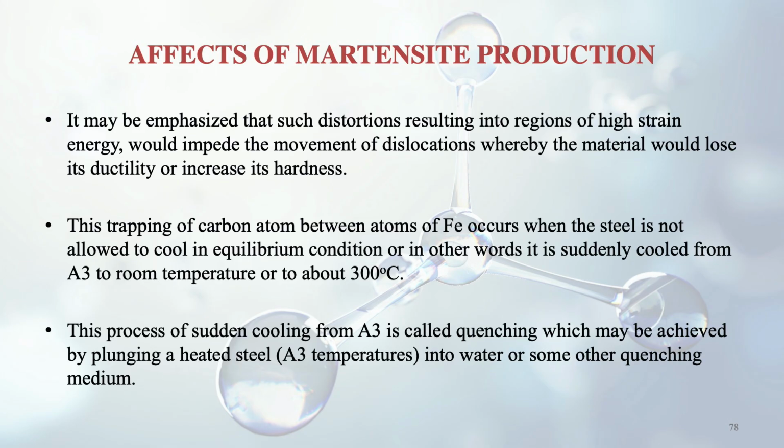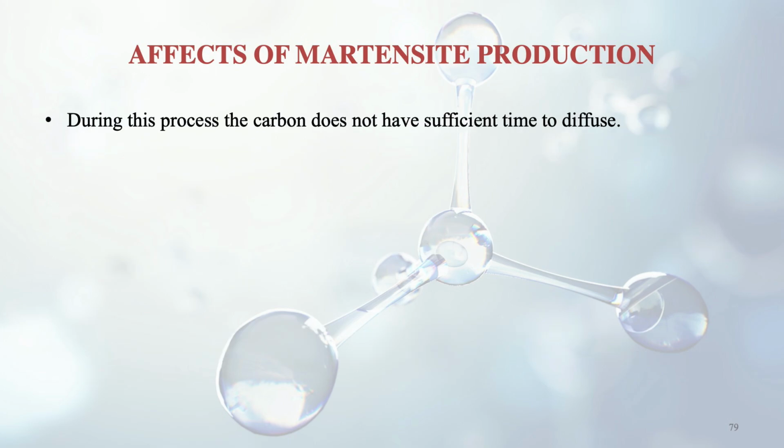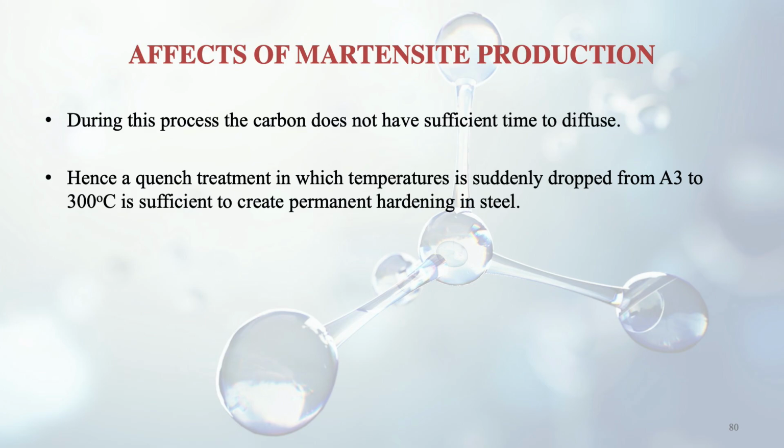This process of sudden cooling from A3 is called quenching, which may be achieved by plunging a heated steel at A3 temperature into water or some other quenching medium. During this process, the carbon does not have sufficient time to diffuse. Hence, a quench treatment in which temperature is suddenly dropped from 910, that is the A3 line shown in the figure previously, to 300 degrees centigrade, is sufficient to create permanent hardening in steel. That's why martensite is quite hard.